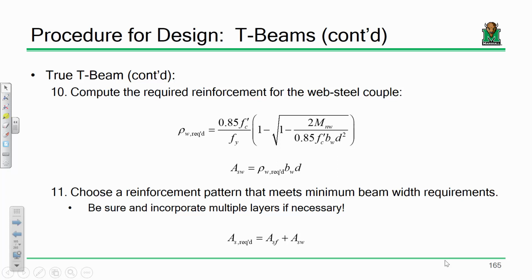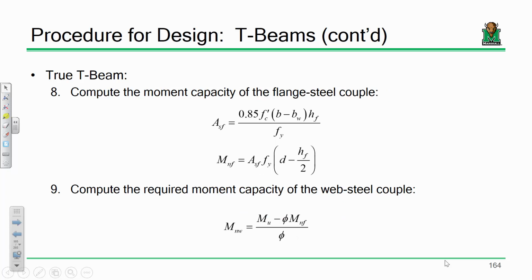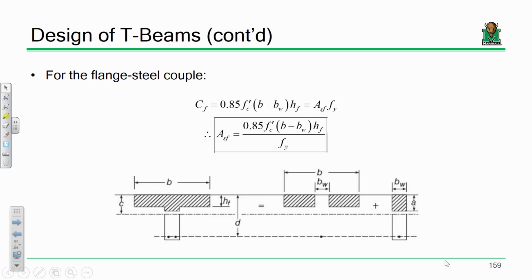The only thing to pay attention to in this calculation is that I am calculating a reinforcement ratio, but this is a reinforcement ratio required for the web. So the one thing to note is right here. This isn't b, that's bw. That's not a typo, that is correct. Because you're trying to determine how much reinforcement is required for the web steel couple, and the web steel couple looks like this, we need that width, that b sub w on the bottom right.